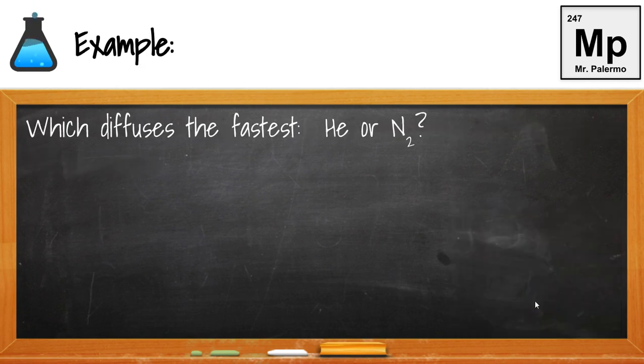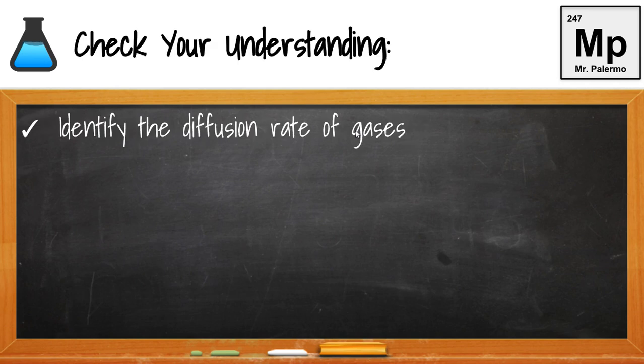Looking at an example, which diffuses the fastest? So which gas is going to diffuse the fastest? We have helium or we have nitrogen. Well, we said that the lighter gases will diffuse the fastest, and so helium has a mass of 4, where the molecule of nitrogen here has a mass of 28. So helium's our lighter gas, and so that's going to diffuse the fastest. Let's check your understanding. Identify the diffusion rates of gases.